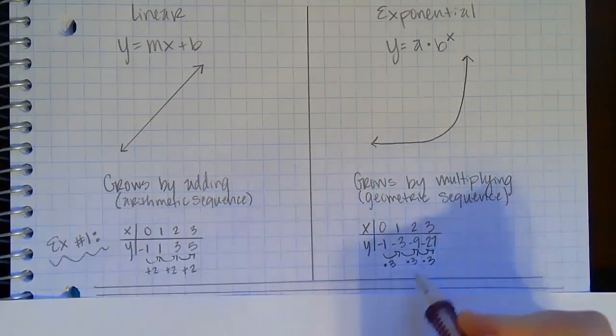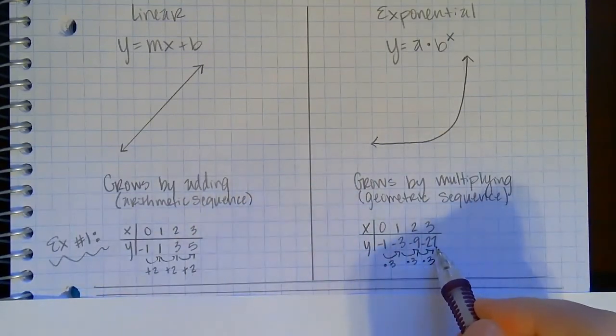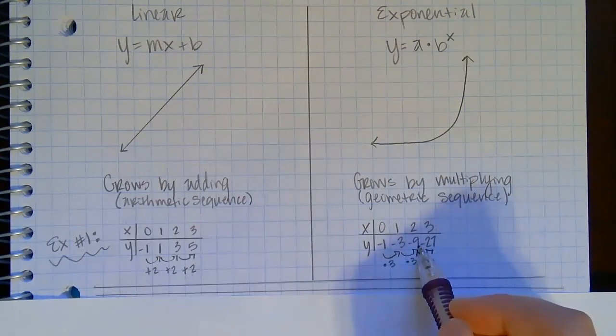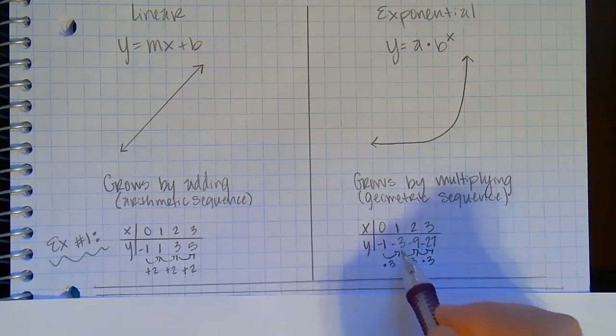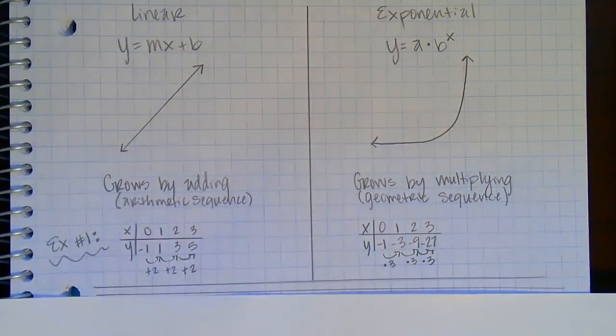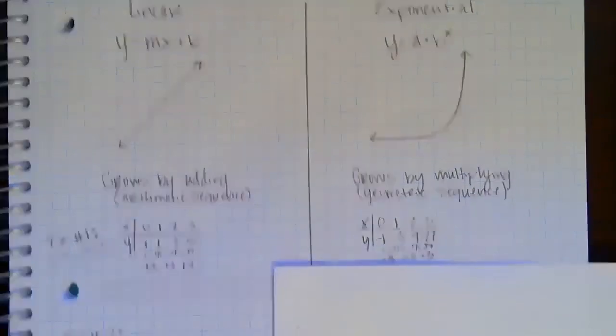Okay? And if I want to find out what it's multiplying by and I can't tell normally, I can divide backwards. So -27 divided by -9 is 3. -9 divided by -3 is 3. -3 divided by -1 is 3. Okay, so just a reminder about that. If you can't tell, use that shortcut to help, okay? All right, so let's look at an example here, okay?